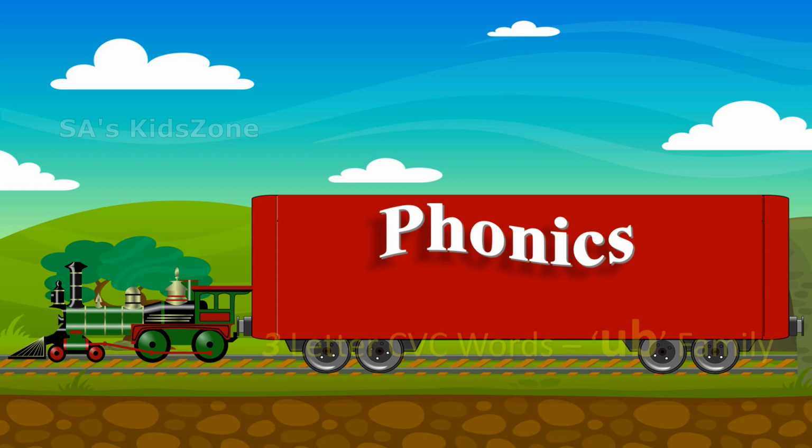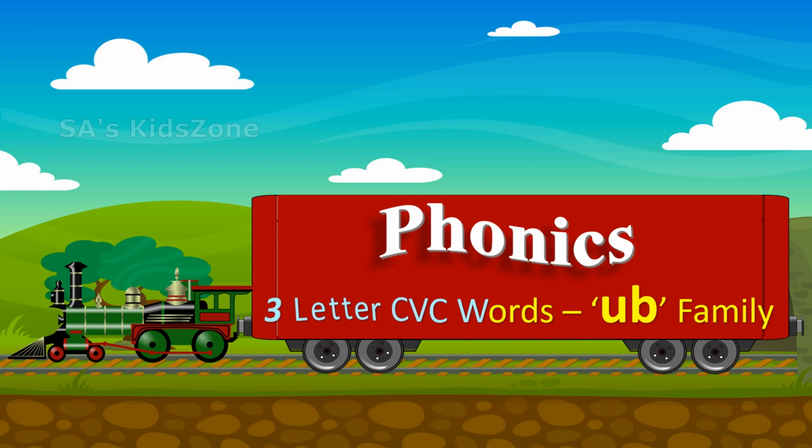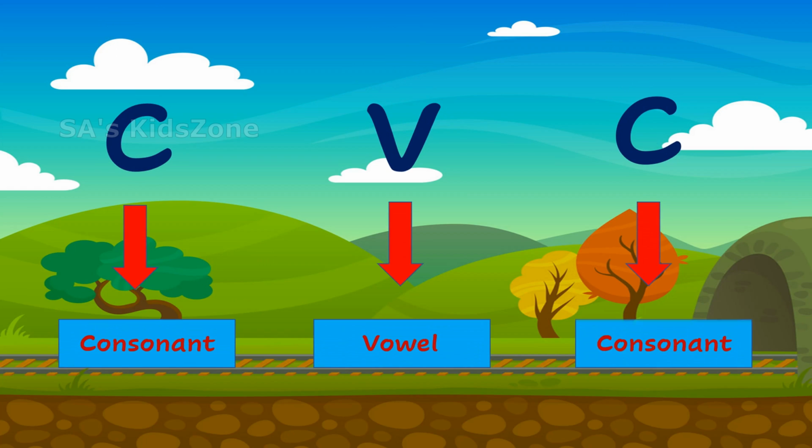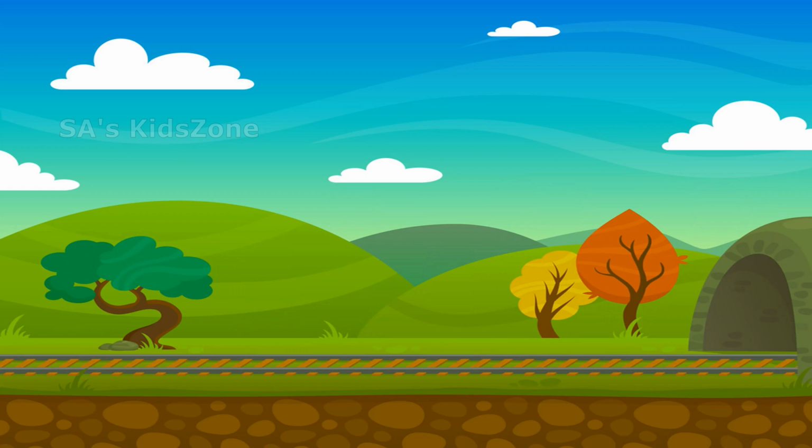Now we are going to learn 3-letter CVC words along with UB family. Children, if you are new to my channel, please refer my previous videos for better understanding. Children, CVC simply means consonant, vowel, consonant. As I already told you, blending the letter sounds together is first step in reading. Alright, children, are you excited about today's class? Yes, that's great. Here we go.